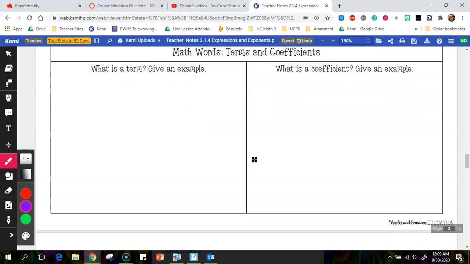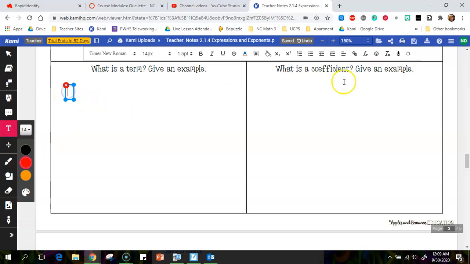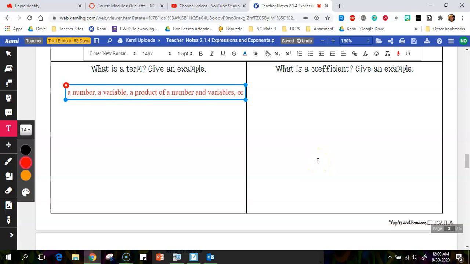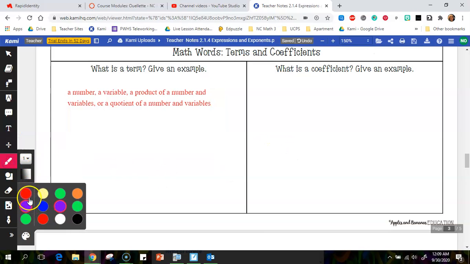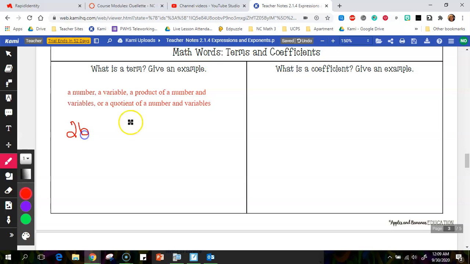Okay, so a term. And we talked a little bit about this already with the polynomials. A term: a number, a variable, a product of a number and variables, or a quotient of a number and variables. Let's do some examples. A term is something like 2b or 3x squared. Just x would be a term. 8 would be a term. Negative 4m would be a term.